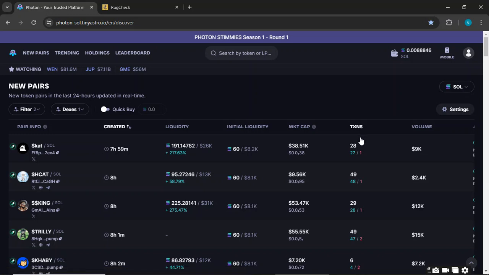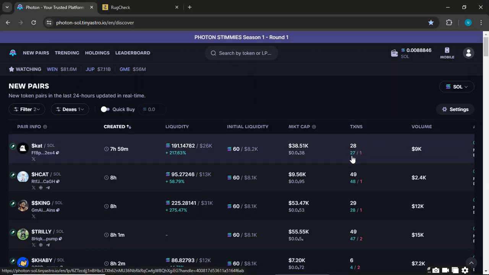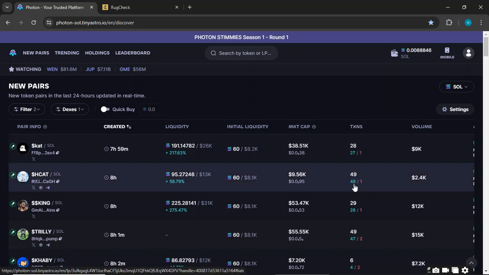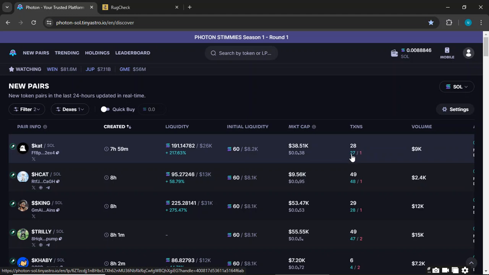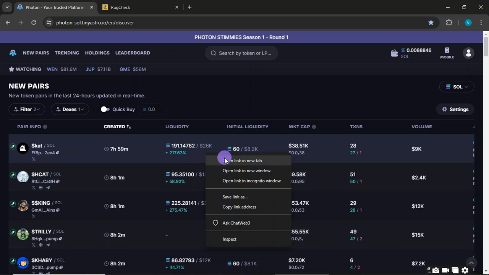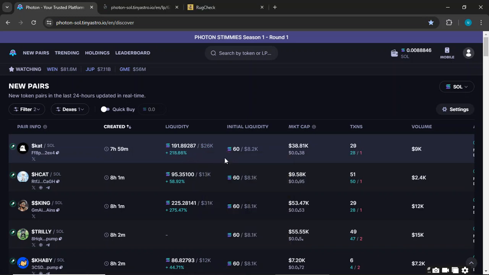And also the transactions. You can see this green is buy, people that are buying. You can see this first one is on 27 transactions, only one person has sold. So this kind of coin is already telling you that it's already pumping, like it's running. As you can see, plus 217%. You understand? Now let's quickly check this guy. All these are massive, like they are always quick pumps.